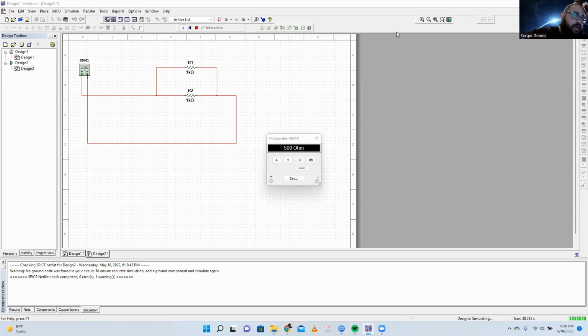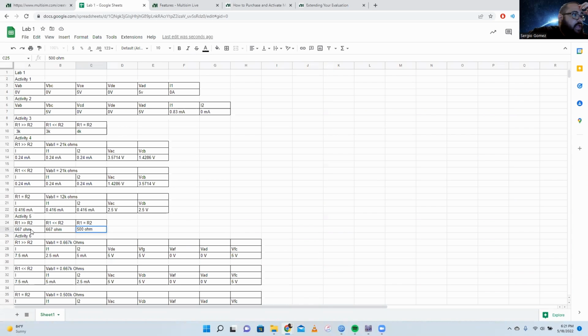For the last case of activity 5, case C, we set the resistance values for R1 and R2 equal to each other, so 1 kilo ohm. Due to the way they add up, it ends up being a total resistance value of 500 ohms. Because again, 1 over R total is equal to 1 over R1 plus 1 over R2. So 1 over 1 is 1, 1 plus 1 is 2. The inverse of that is a half, so 500 ohms. And this is presented in activity 5 right here. Case A, R1 is greater than R2, 667 ohms. Case B, R1 is less than R2, 667 ohms. And then case C, R1 is equal to R2, 500 ohms.